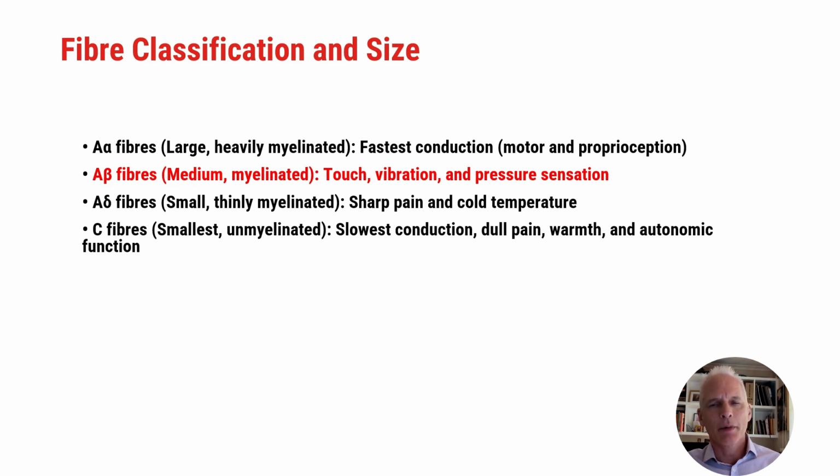So just to summarise that again, A alpha fibres are the fastest conduction, and they're involved in motor and proprioception. A beta fibres have medium myelination, and are involved in touch, vibration and pressure sensation. A delta fibres are involved in sharp pain and cold temperature, not so significant in regards to the sort of test you're going to do in the lower limb. And then we've got C fibres, which as we discussed, are very slow conducting, involved in dull pain, warmth and autonomic function. So your sympathetic and parasympathetic nerves are unmyelinated, and they're generally slow in the way they function.